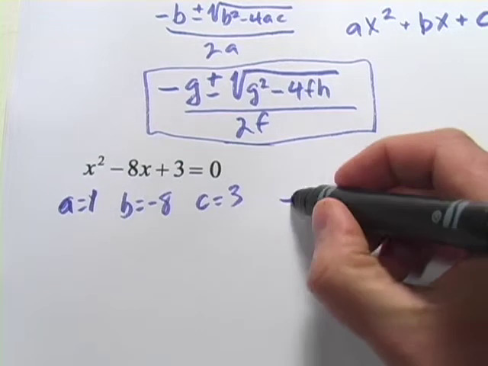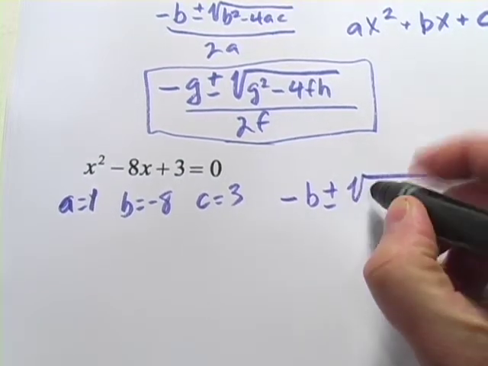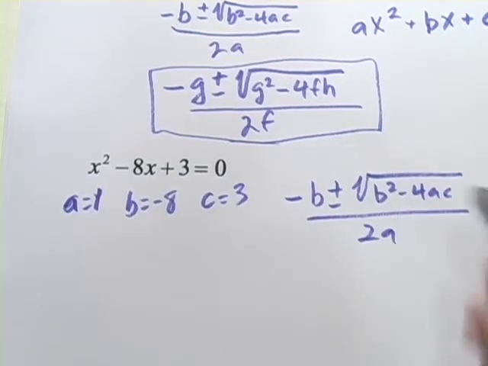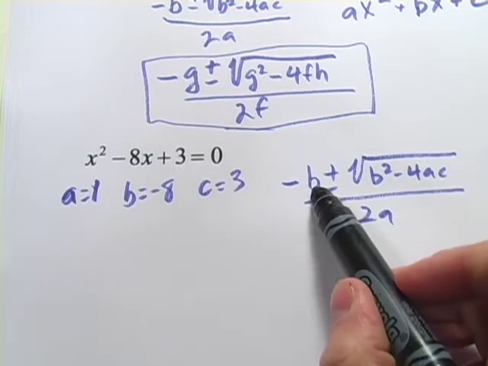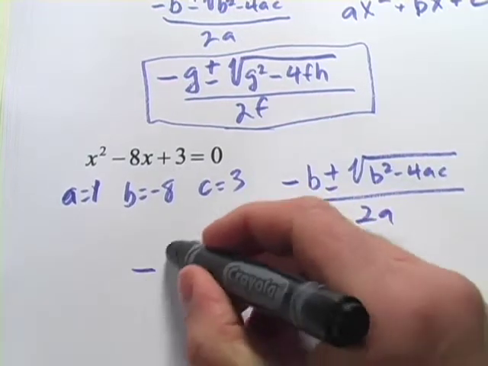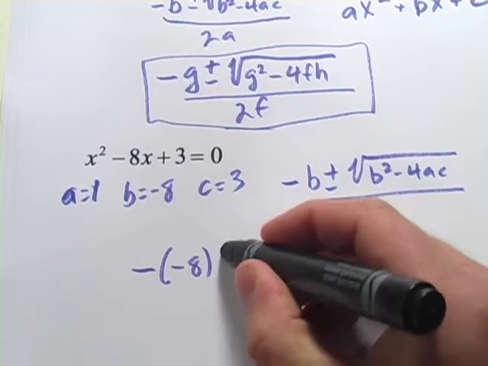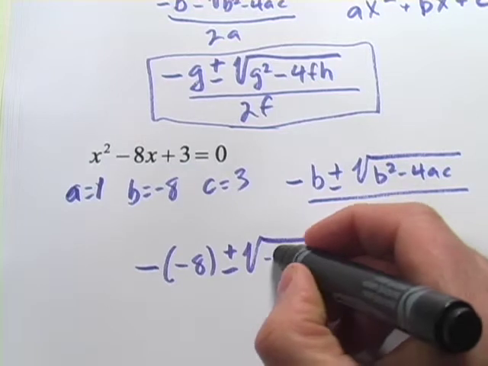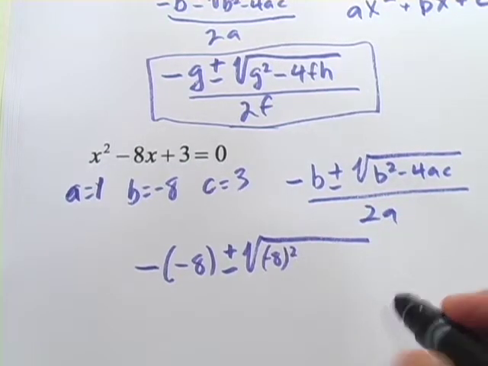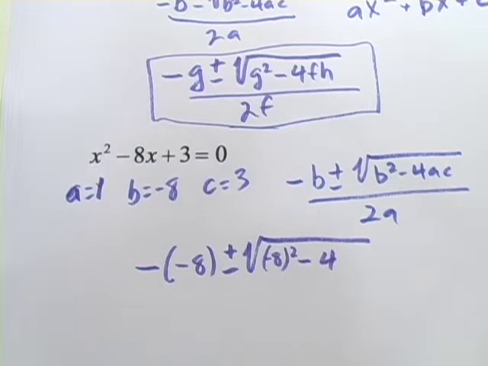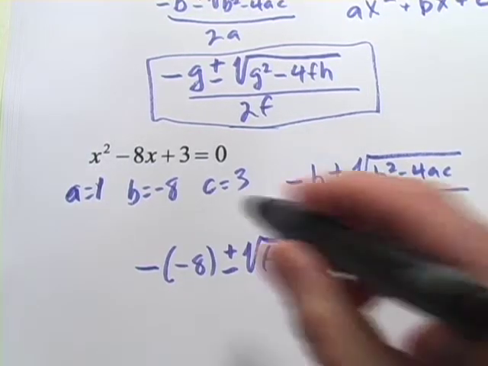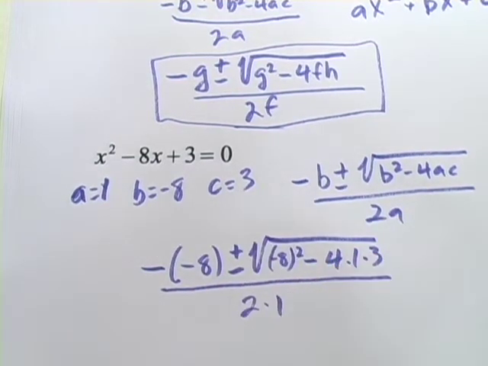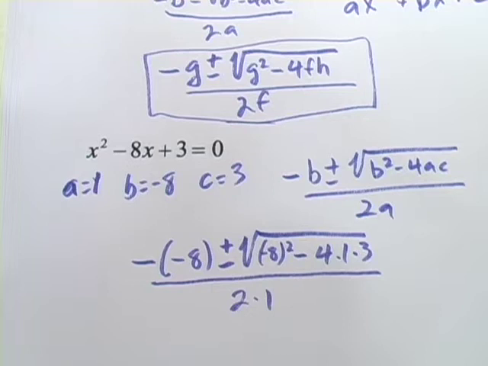Now we've got our formula, negative b plus or minus the square root of b squared minus 4ac all over 2a. So we can start subbing stuff in. So I need a negative b. That's a negative 8 plus or minus the square root of, now I need a b squared. Well, negative 8 squared minus 4 times a, that's 1, times c, that's 3, all over 2 times a, so 2 times 1. So there it is. We've subbed in our a, b, and c.